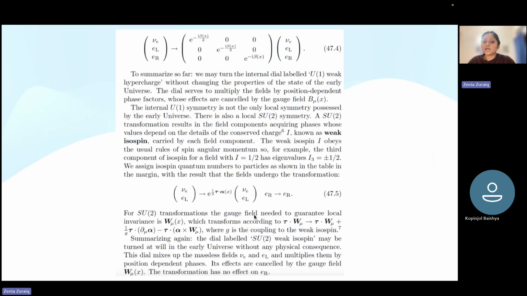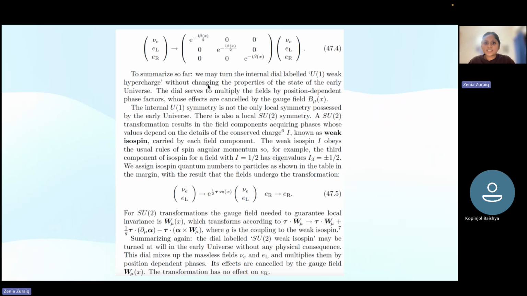So for this, we need a gauge transformation, which is W U, and it transforms according to this. Why does it have this structure? It has this structure because SU2 is a non-abelian group, so the way it transforms under non-abelian gauge transformations is different. You can check the previous lecture for details about this. Basically, it's because the structure constants become non-zero.